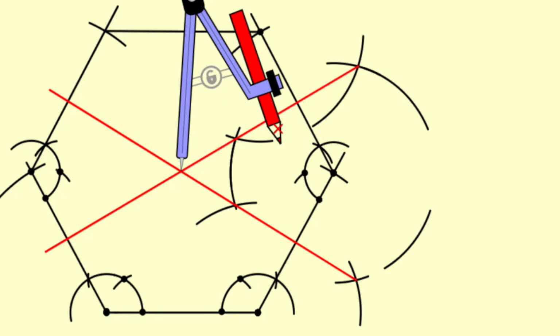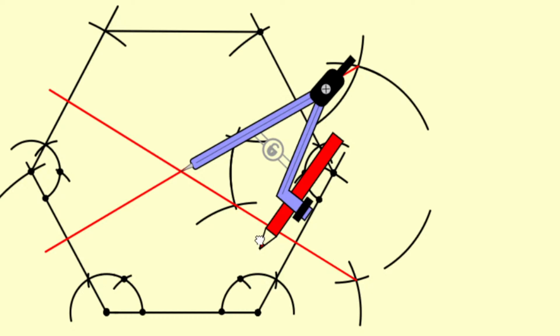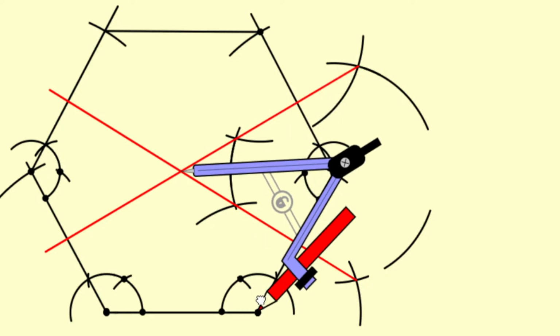After that, from any of the vertices you can keep your compass. I'm just keeping it here, and with this radius I have to draw the circle. The compass can be kept at any vertex. Vertex means A, B, C, D, E, F are the vertices.